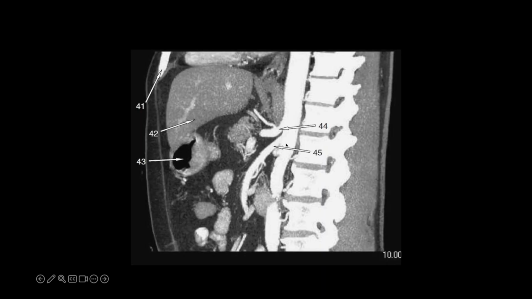These are what the vessels look like, sort of branching off. So 44 would be the celiac axis, 45 would be the SMA, and then these are all other structures that, you know.